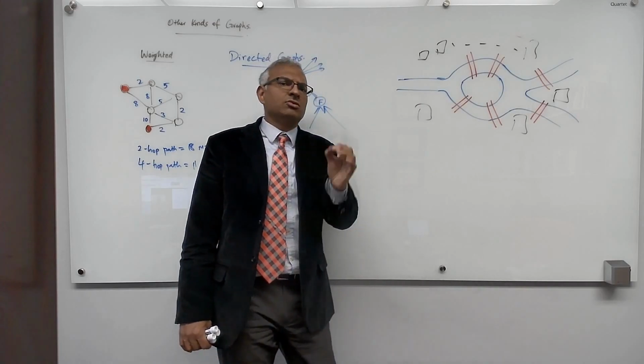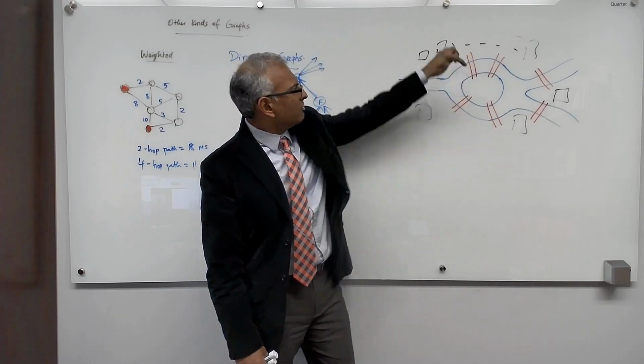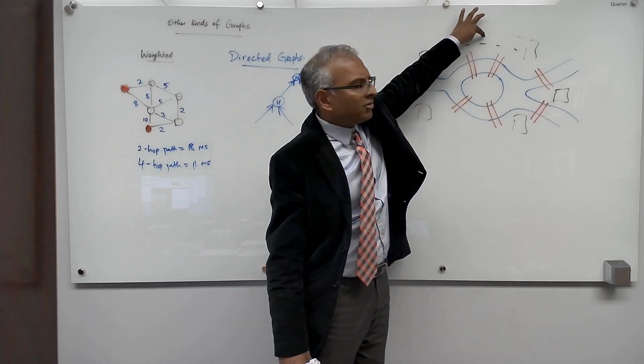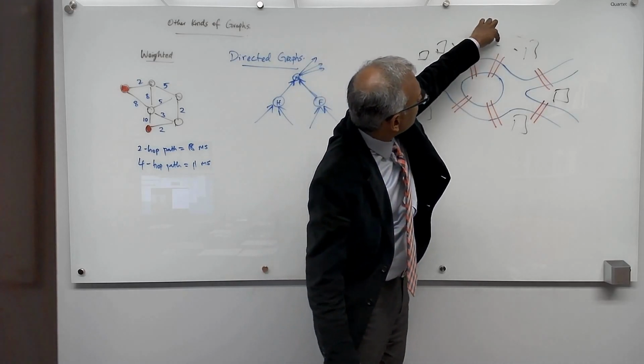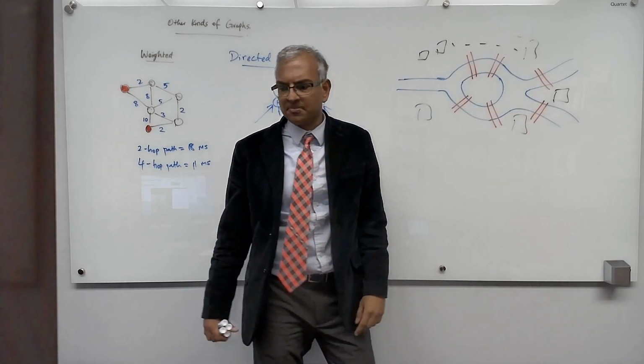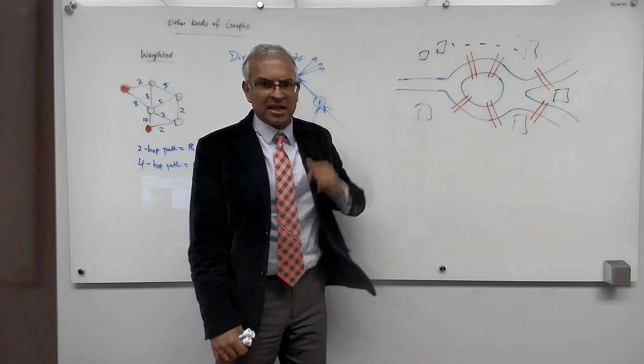So every bridge is crossed exactly once. No bridge is crossed zero times. No bridge is crossed more than once. For example, you start on this part of the city, you cross this bridge, then this bridge, then you come back, cross this bridge, then this bridge, then that bridge. Okay. And so that was the question. And in this case, the answer is yes.